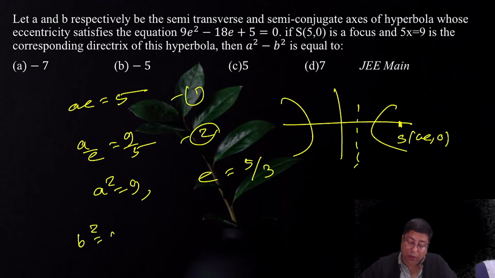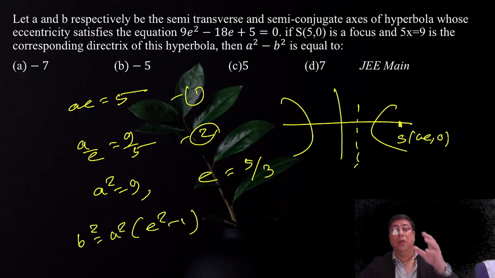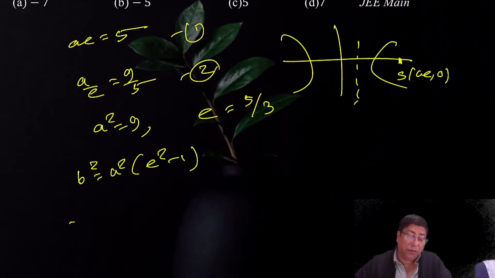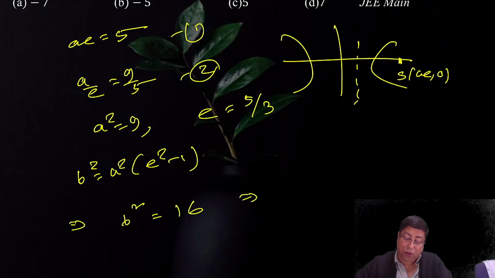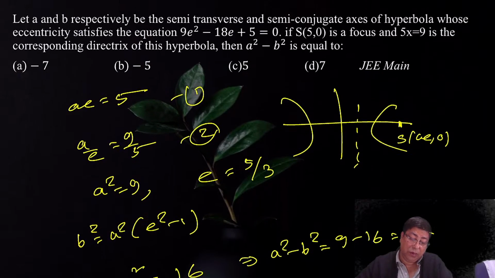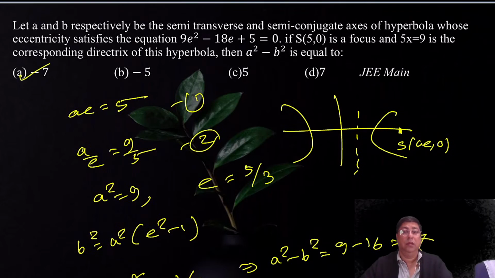So b square equal to a square into e square minus 1 for hyperbola. For hyperbola, it is b square equal to a square into e square minus 1, and for ellipse, b square equal to a square into 1 minus e square. Ellipse and hyperbola have similar types of equation, but one is plus and one is minus. It should not be confused. Therefore, b square equal to 16 if we put e and a. Therefore, a square minus b square equal to 9 minus 16 equal to minus 7. So, option number is what? A.